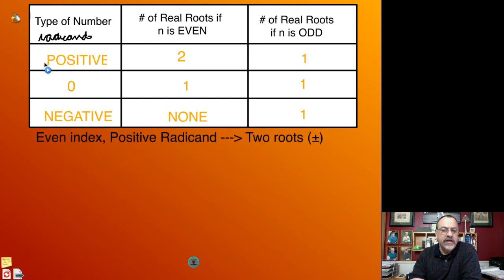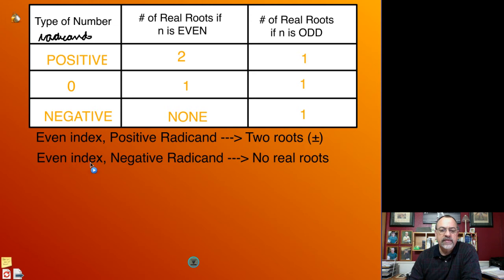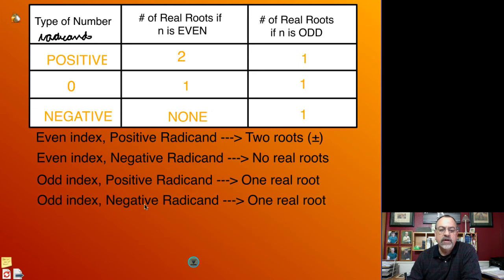Okay, so you can get these different types of answers depending upon the radicand. So an even index with a positive radicand is going to give you 2 roots. An even index with a negative radicand will give you no real roots. Odd index with a positive radicand will give you 1, and an odd index with a negative radicand will give you 1 as well. So that's what this kind of summarizes, and the more you work with these, the better you'll get at understanding these.